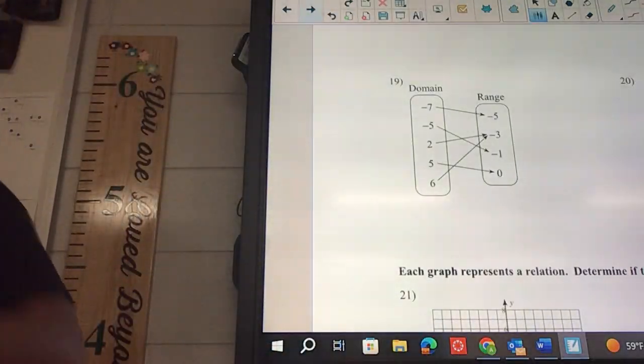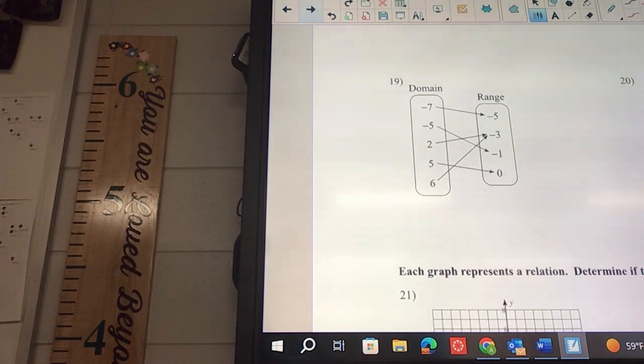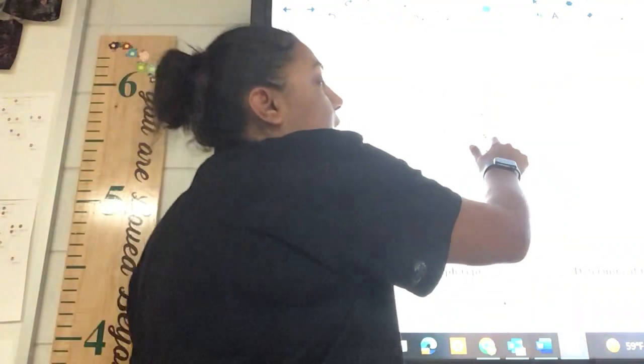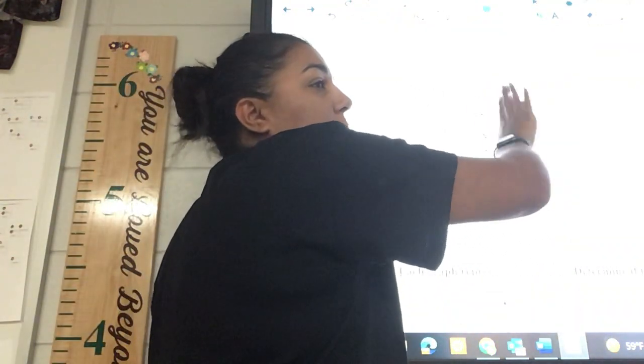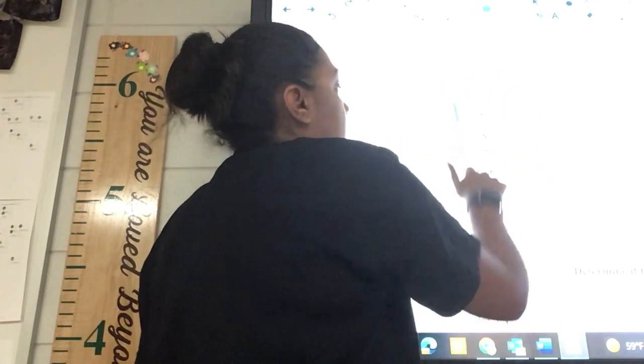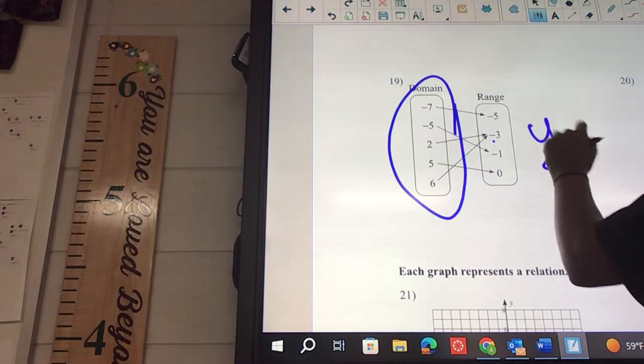19. Is this one a function? Yes, why? Yep. So Dee Dee, look at this one. See how he has 2? That doesn't matter. We're only looking at this one. We're really only looking at that box. So this one is going to be yes, it is a function.